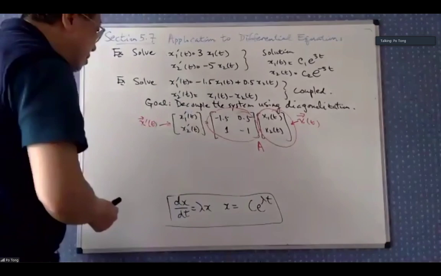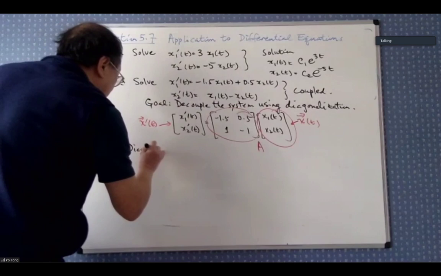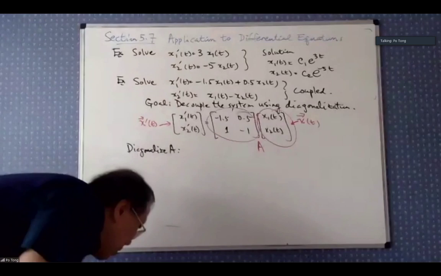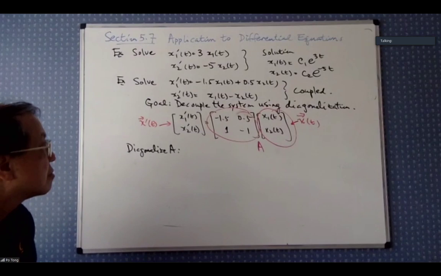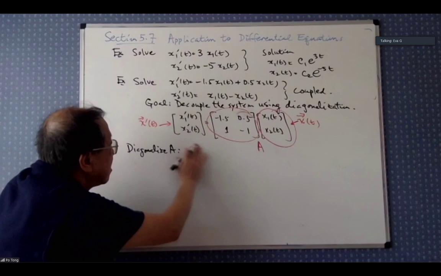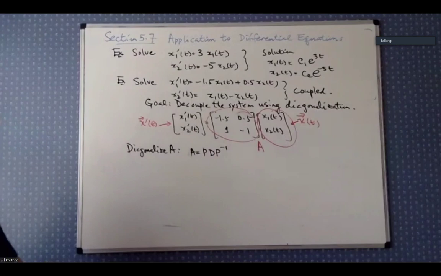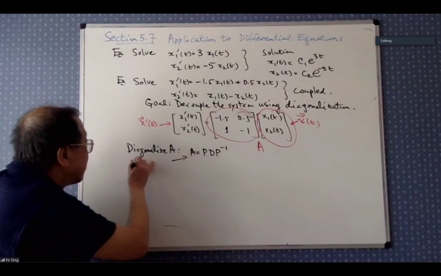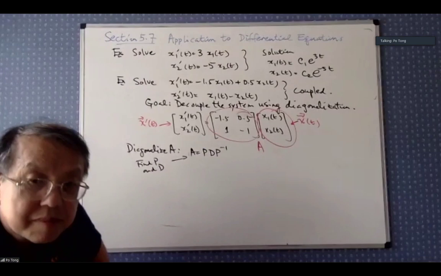How do we diagonalize A? Anybody remember? What's the first step? How do we diagonalize a matrix? Do you understand what this means, diagonalize A? Yes. You write A equals P D P inverse. You want to find the P and the D. D is a diagonal matrix, and P consists of the eigenvectors. So we have to find the eigenvectors.